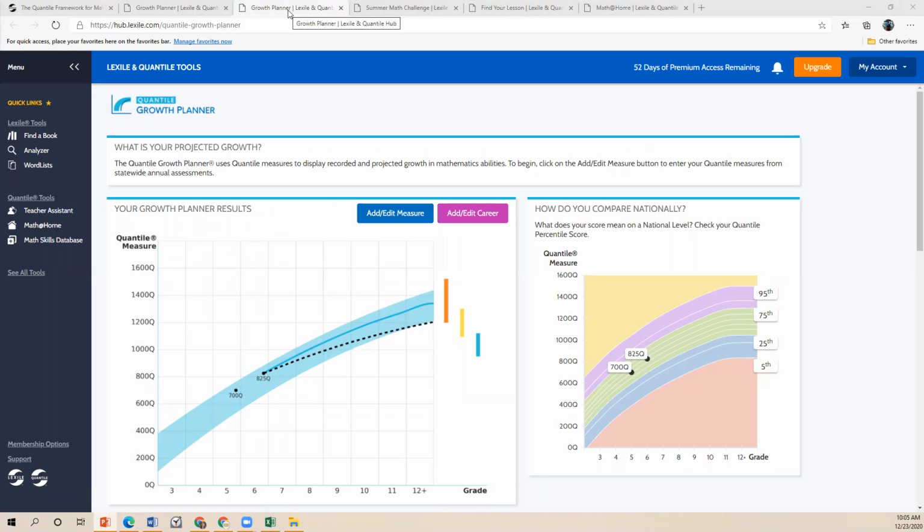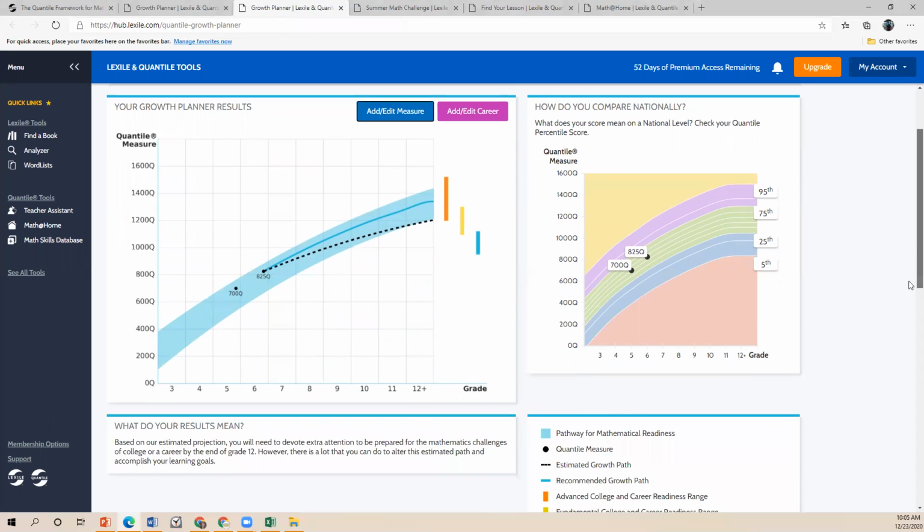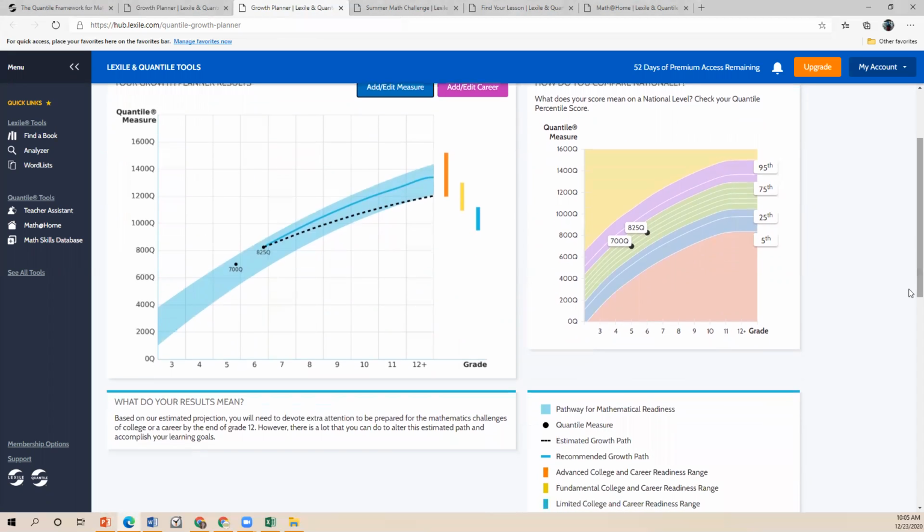Here is a projection graph for James's quantile measure for mathematics. This graph is similar to a growth chart you may receive at a doctor's office. Similarly, it's a projection, not a determination of absolute outcomes. The graph is estimating the student's math ability through high school. James's quantile measure for math falls in the blue band that is the pathway for mathematical readiness. You would want to have your student fall in or above this blue band.